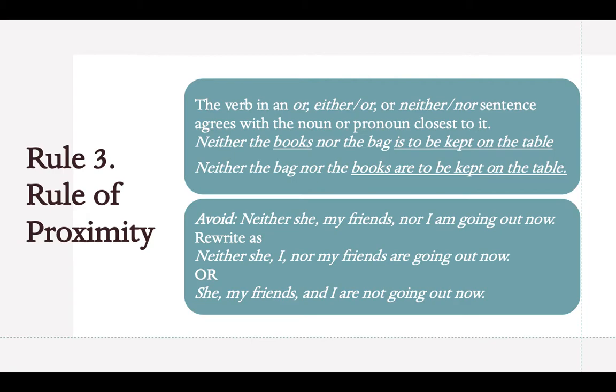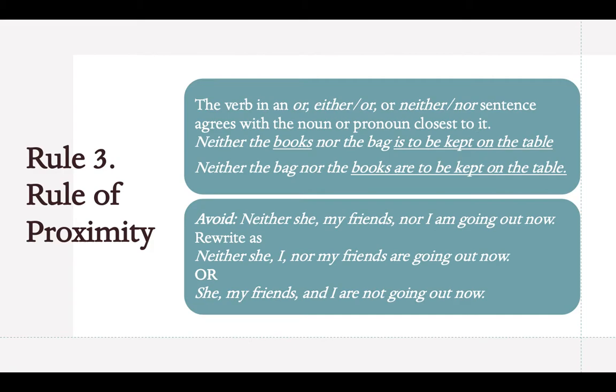It sounds very odd. Neither she, my friends, nor I am going out now. Grammatically, it is right, but it does not sound good. A better way of saying it would be, neither she, I, nor my friends are going out now. Then that is correct. Neither she, I, nor my friends. Friends is in agreement with the verb are. So, that is okay. Or you may rewrite it like this: she, my friends, and I are not going out now. I think that would be the simplest way of rewriting it.